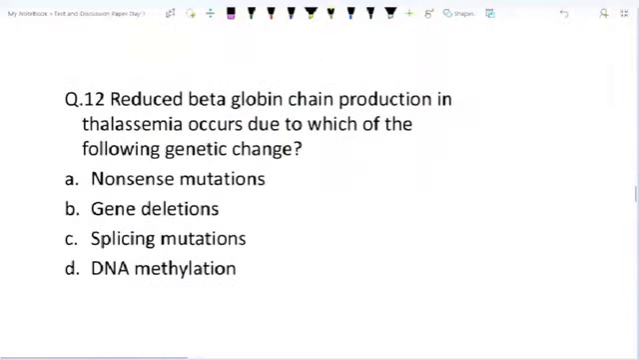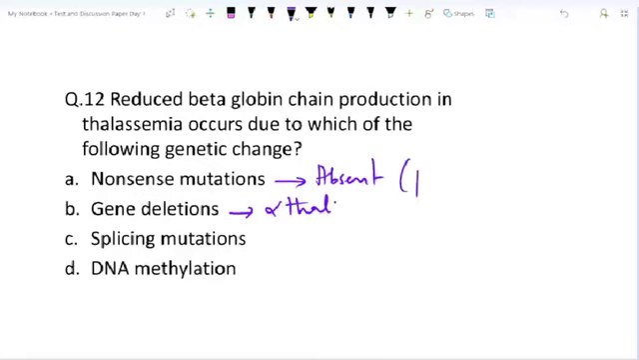Next is reduced beta globin chain production in thalassemia occurs due to which of the following genetic changes? This is a very direct question. Nonsense mutation leads to absent chain production. Gene deletions are seen in alpha thal. Absent chain production allele is denoted by beta naught. And splicing mutations lead to reduced production, and that is indicated by beta plus.